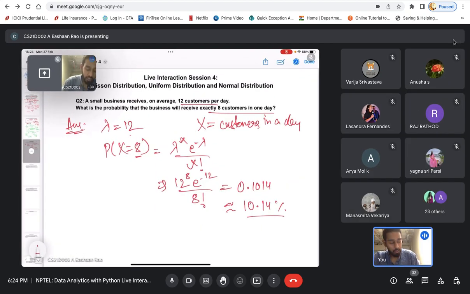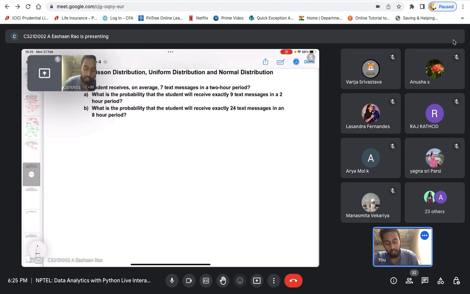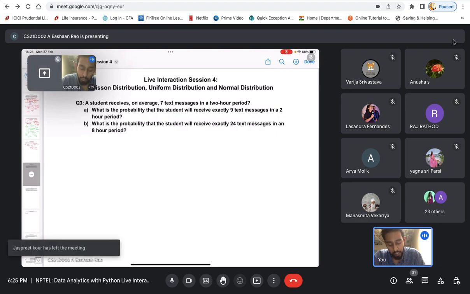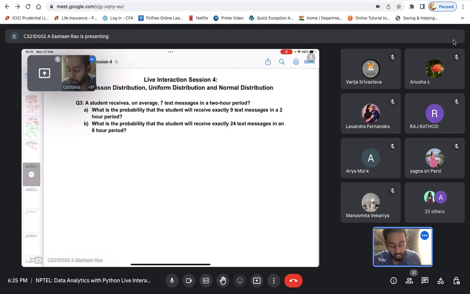Okay, so this is for one question. Another question is, a student receives on average 7 text messages in a 2-hour period. So what is the probability that the student will receive exactly 9 text messages in a 2-hour period? And what is the probability that the student will receive exactly 24 text messages in an 8-hour period?